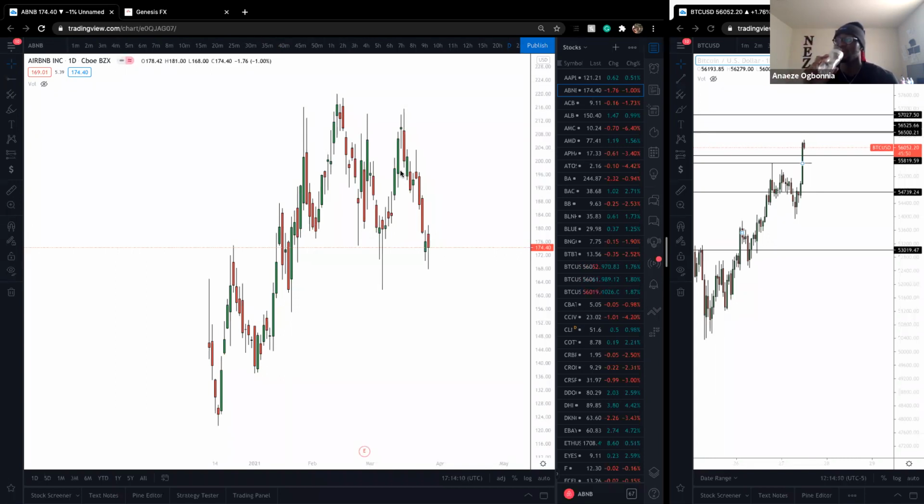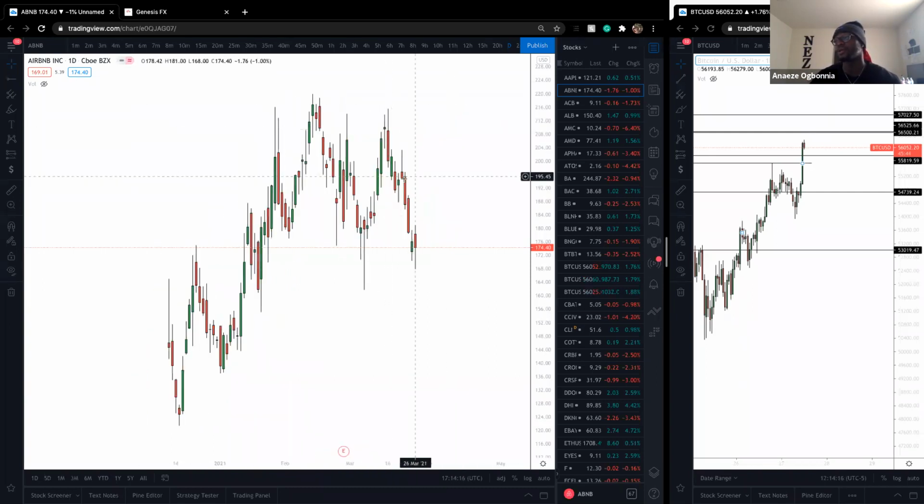Okay, so if that's not done, then technically there's not a full break of structure. So technically, we're still in a bearish market right now, and our target's probably 162.